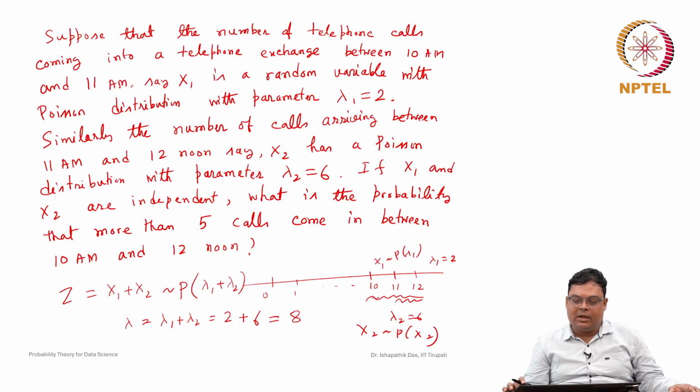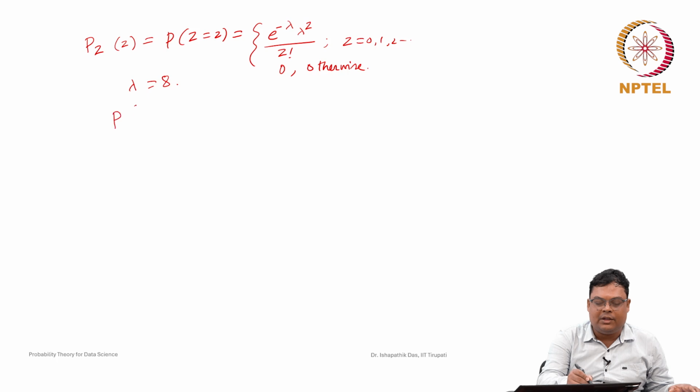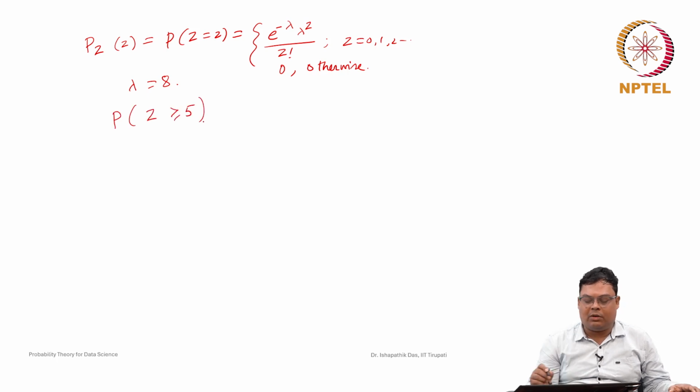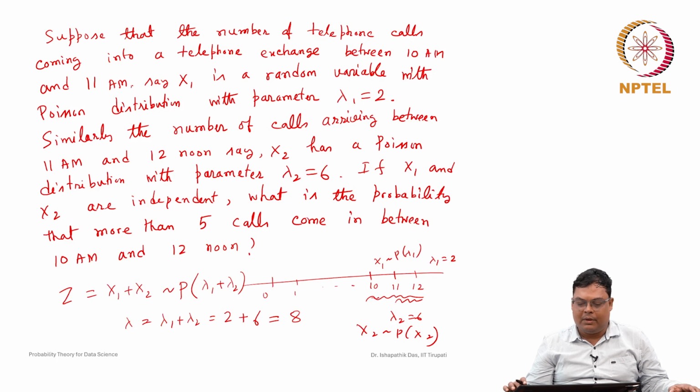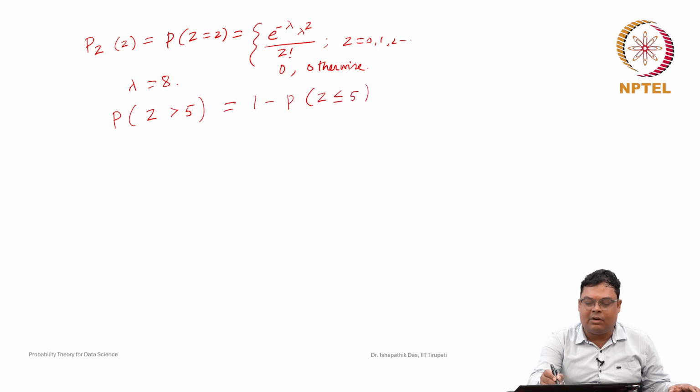What is the probability that more than 5 calls come in between 10 and 12 noon? More than 5 calls, how will we find it? It is not the probability that Z is less than or equal to 5; it is asked for more than 5, which means strictly greater than 5. So that is nothing but 1 minus the complement, the probability that Z is less than or equal to 5.